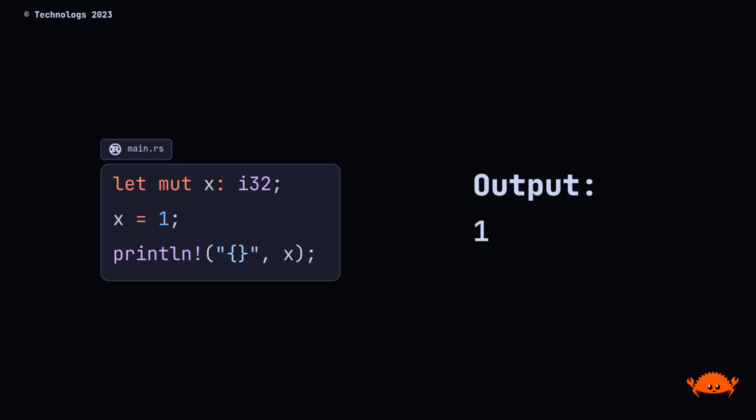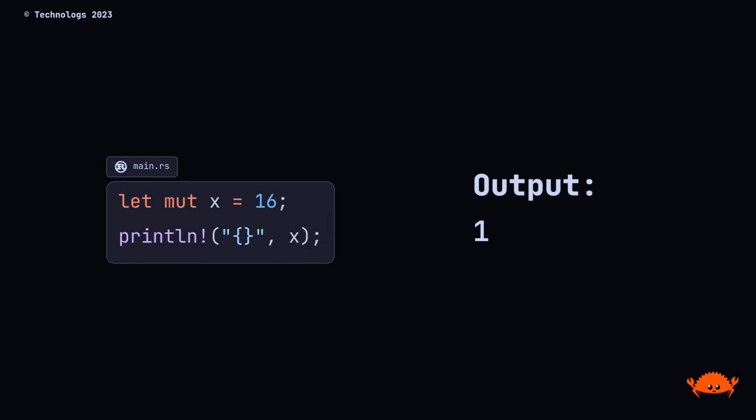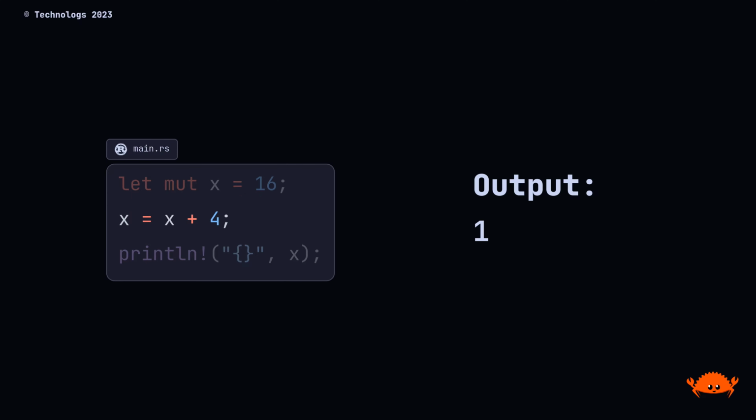Now we will take a look at arithmetic operations involving variables. The first operation we will do is addition. First, let's initialize x to 16 so that we have something to do the addition on. Then let's mutate x and set its value to x plus 4. What this will do is fetch the previous value of x, which is 16, add 4 to it, and then set the value of x to this sum. So the output will be 20.